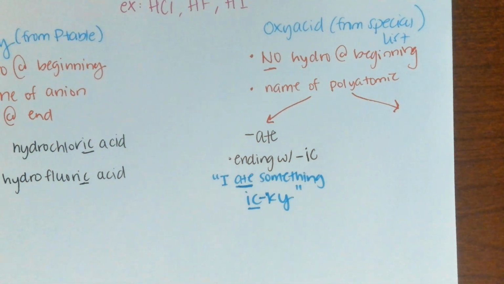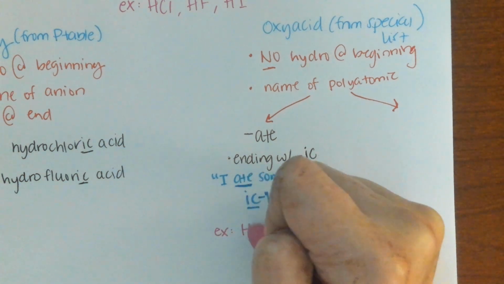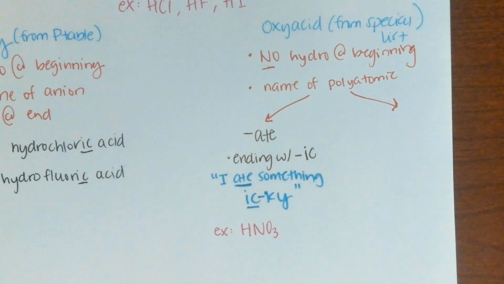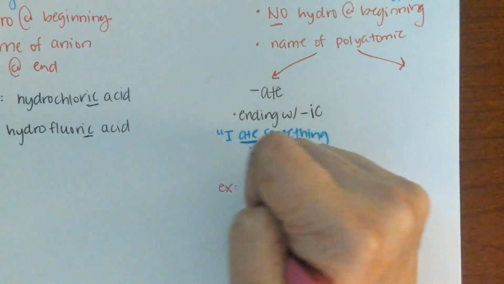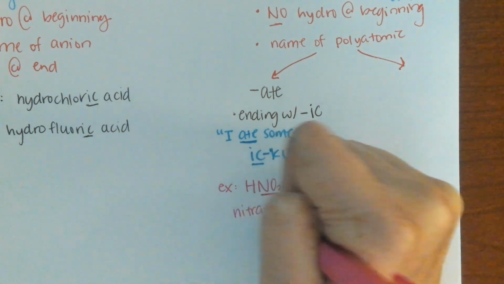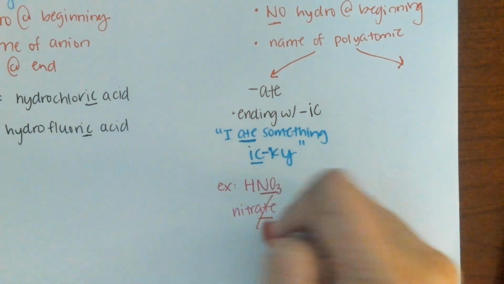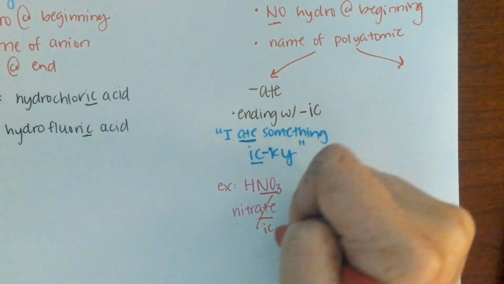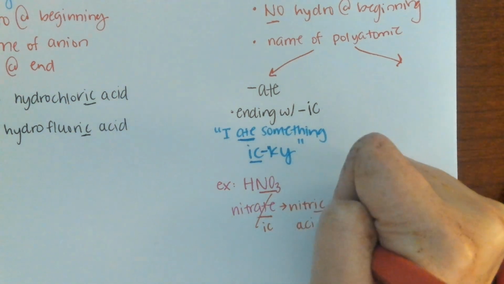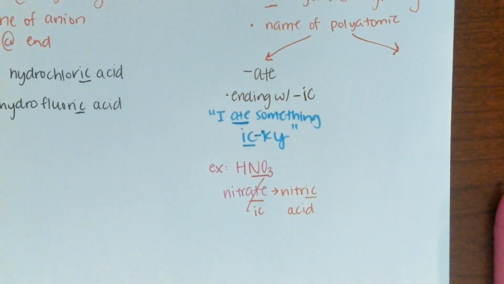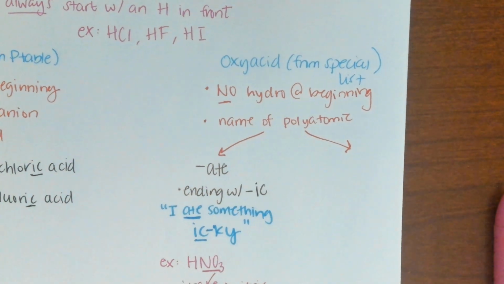Okay, so for example, if you have HNO3, again, you don't put hydro. See, NO3 is nitrates. So we're going to change that ate to an ick. So it'll be nitric acid, always with acid at the end. So that is how you name an acid with the ate polyatomic.